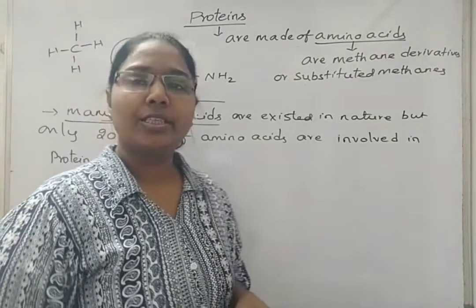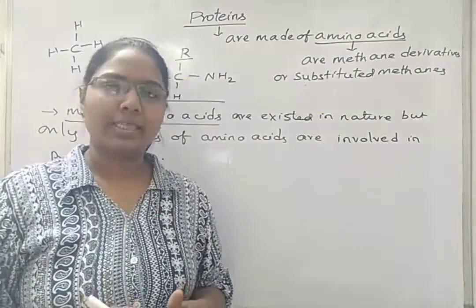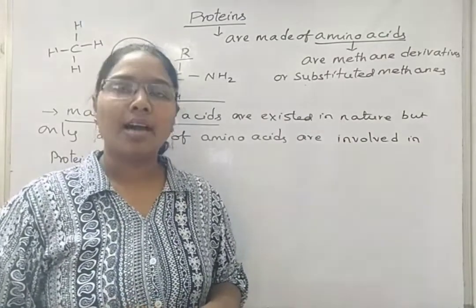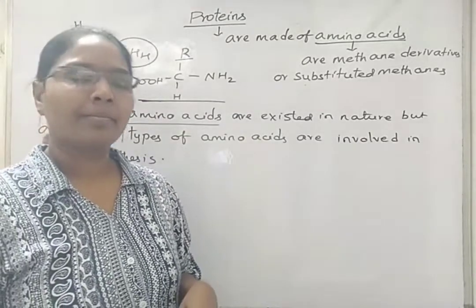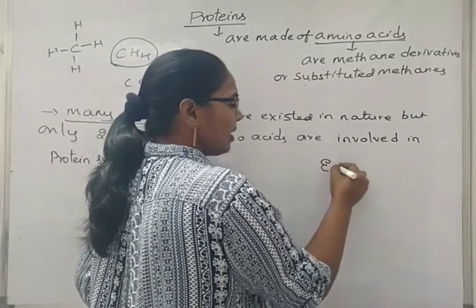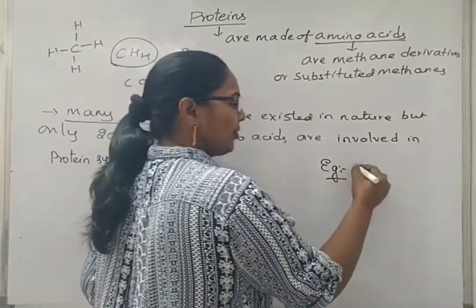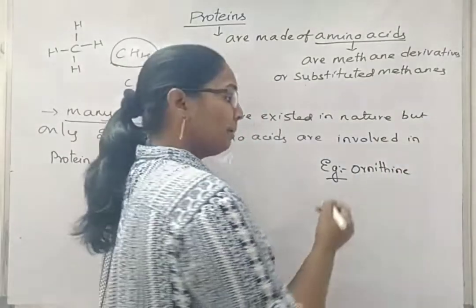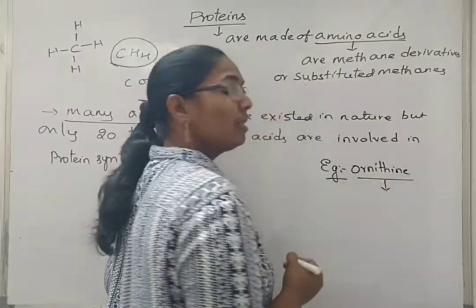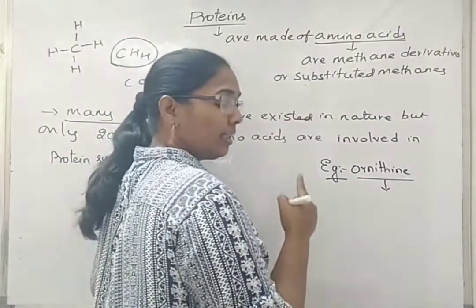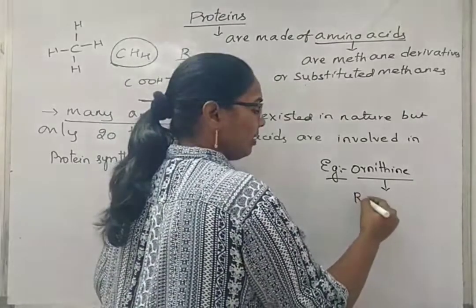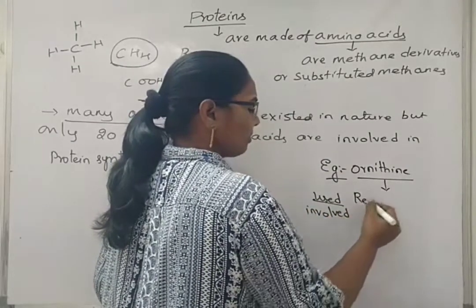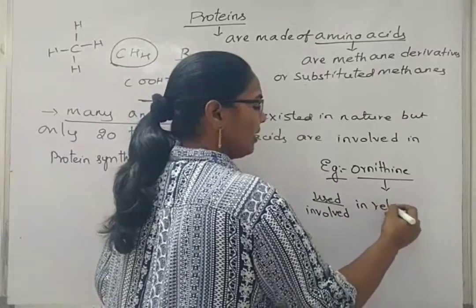In nature, there are many types of amino acids, but only 20 types are involved in protein synthesis. For example, what are other types of amino acids that are not involved in protein synthesis? If you take one example, ornithine. Ornithine is also an amino acid, but it is not involved in protein synthesis. It is considered to be used in relieving stress.